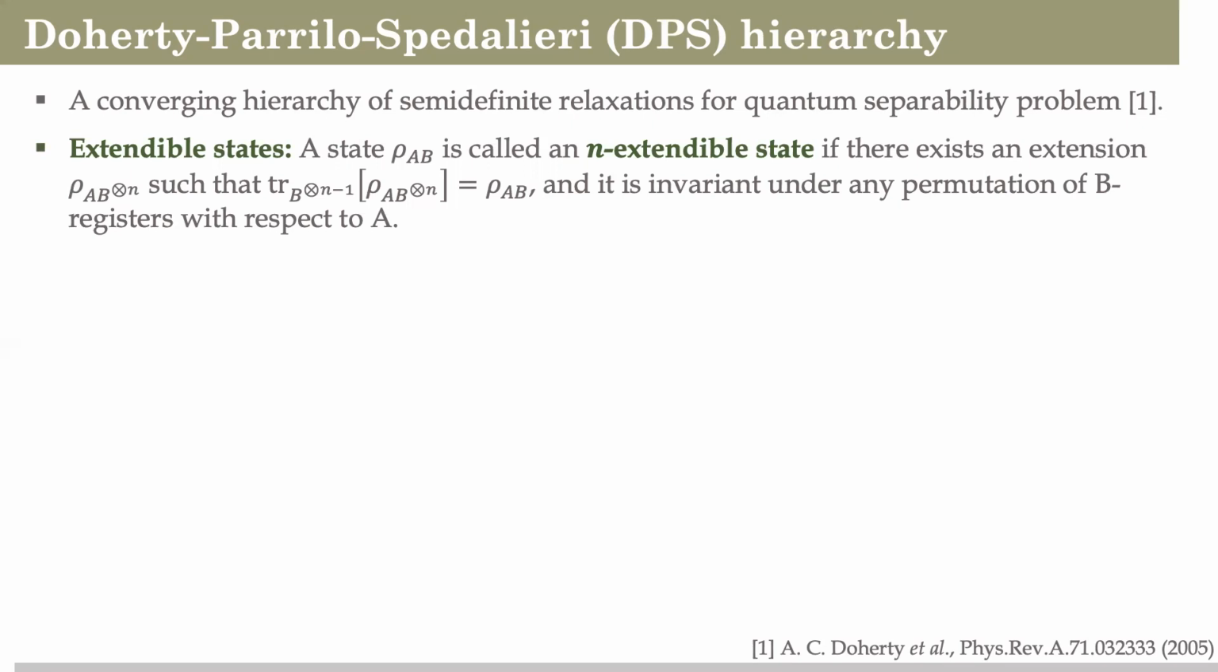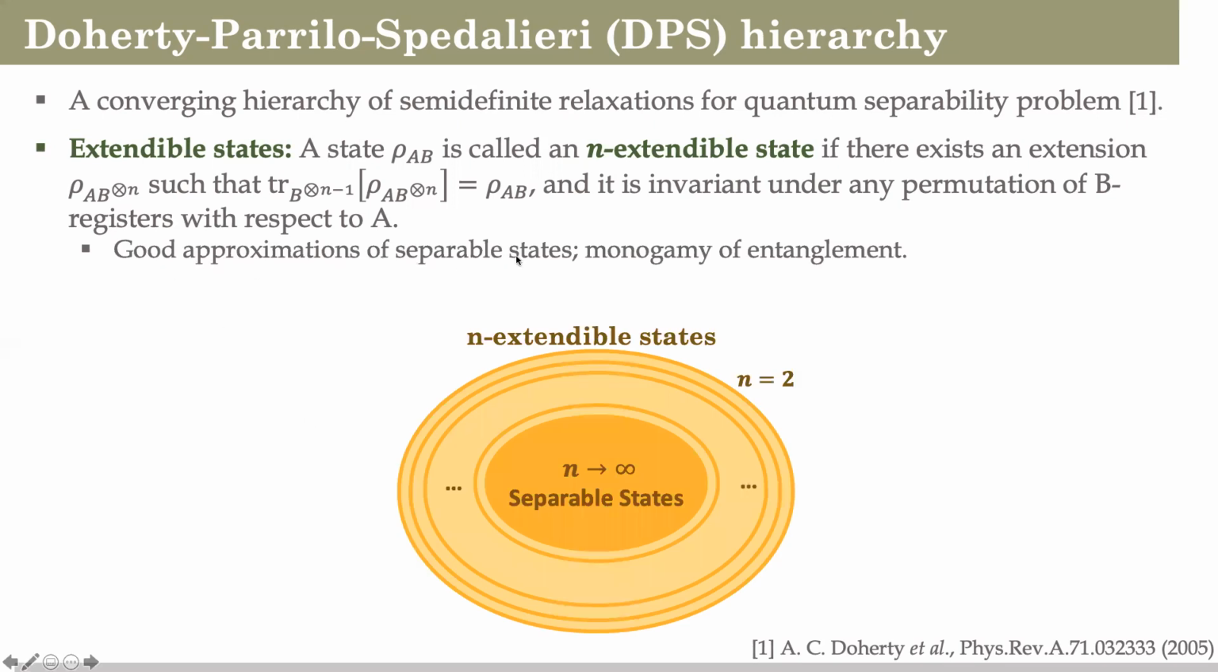Extendable states are very useful since, firstly, they are good approximations of separable states, which is related to the concept called monogamy of entanglement. Namely, a state rho AB that can be shared between A and many different B registers should not be very entangled because of this monogamy of entanglement. Also, the sets of n-extendable states form a converging hierarchy of outer approximations for the set of separable states, which means that when n goes to infinity, the set of n-extendable states converges to the set of separable states. Another advantage of extendable states is that they have an effective characterization via semi-definite programming, so they can be effectively verified computationally.